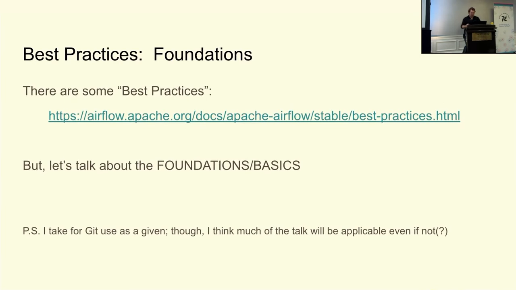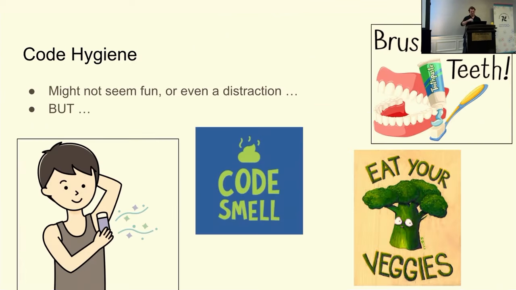All right, so wanted to highlight the best practices doc. Hopefully everybody knows that. But we're going to dig into foundations and basics of how to automate and test some stuff. I'm taking Git as a given. I hope that's pretty reasonable. Hopefully you get something out of it if you're not, but whatever.